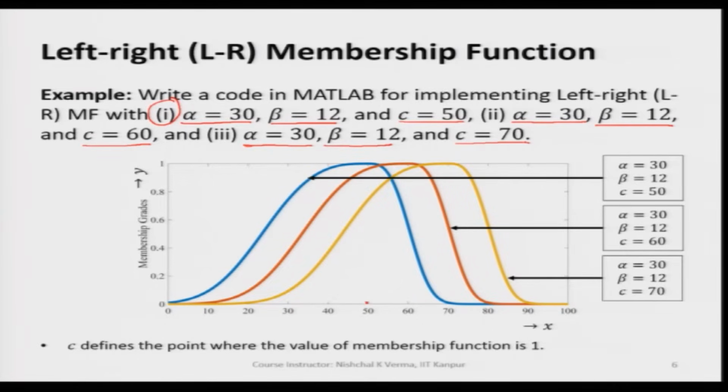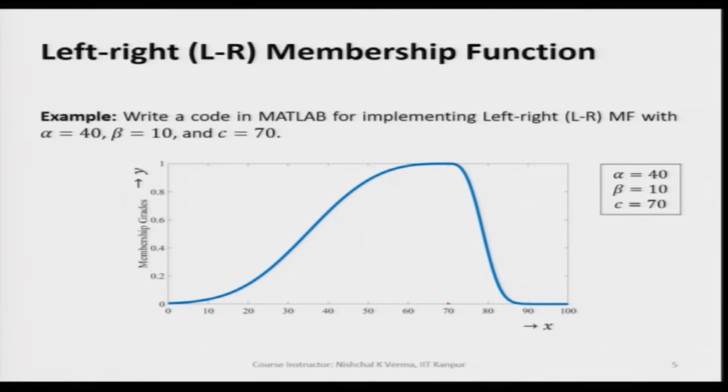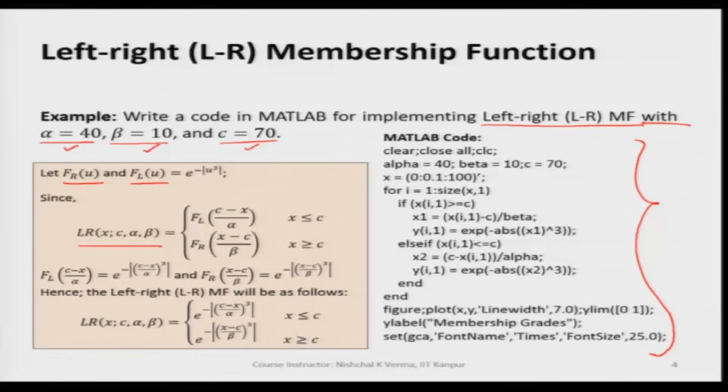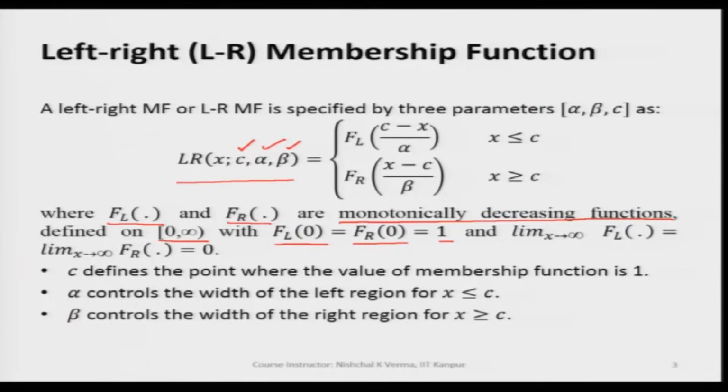So, we can clearly see that what we are varying here is the C only. In all the 3 cases we are changing only the value of C. It means we are shifting the point where we have the membership function's value 1. So, let me go back to the function definition. Here it is clearly written that C defines the point where the value of membership function is 1.